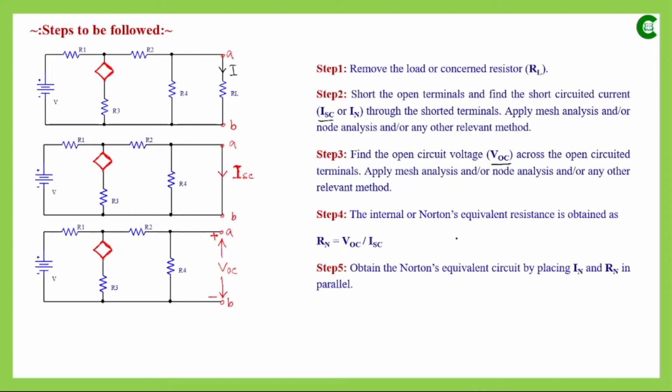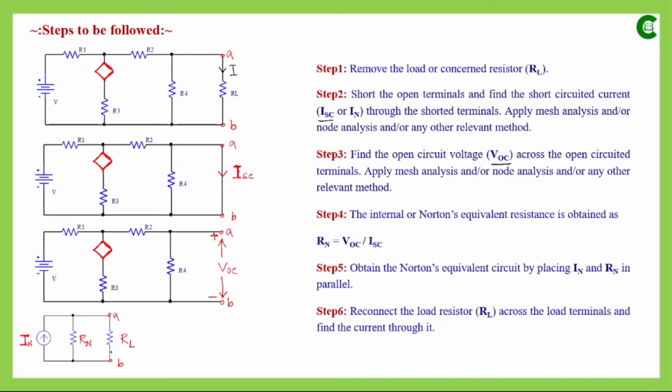Now in the next step, we will connect the current source IN and the resistor RN in parallel. And after connecting these two components, we will reconnect the load resistor RL that we removed in the first step.